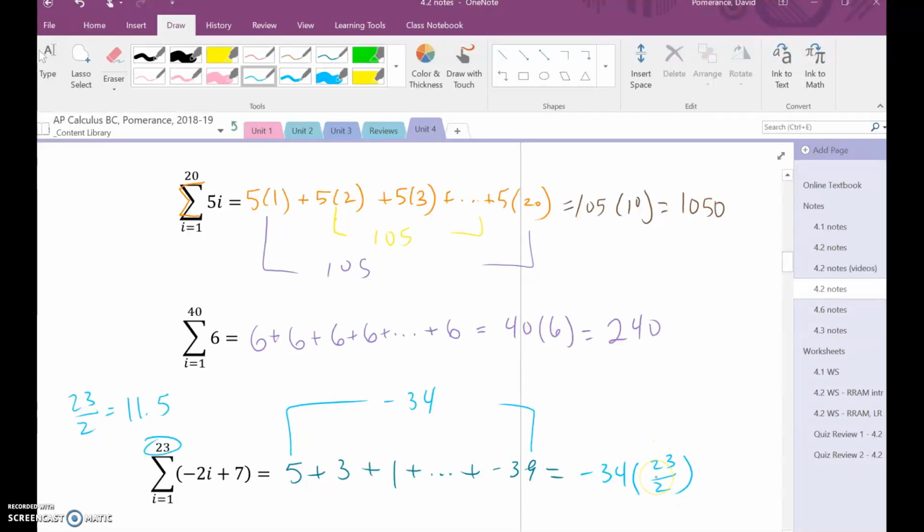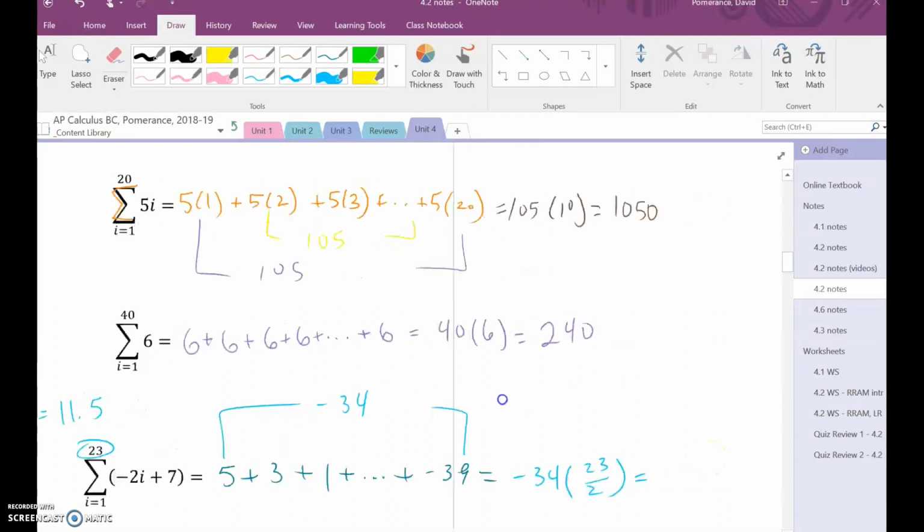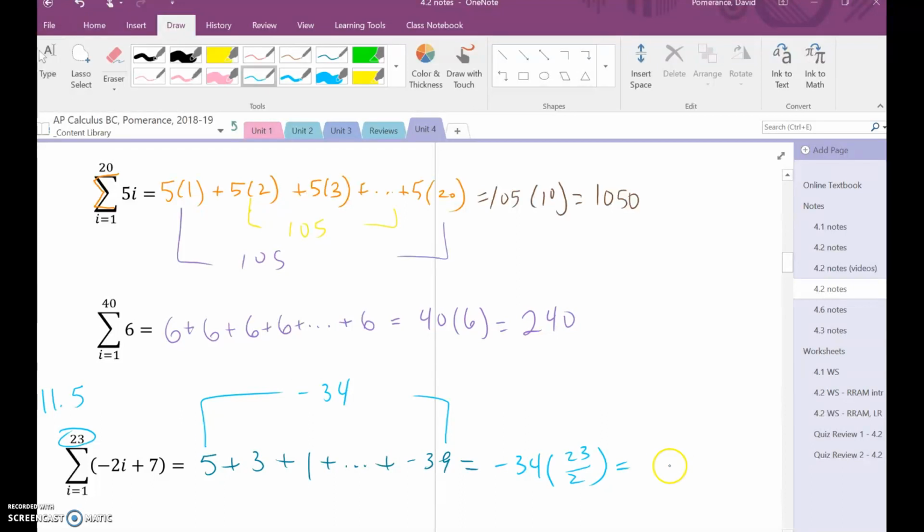It's okay that we've got an odd number of terms. That odd one out is going to be negative 34. So when we multiply negative 34 times 23 over 2, we get, I guess it would be negative 17 times 23. And again, I don't have a calculator handy, so you guys can work that out on your own. So we've got some final answers here for our different summations.